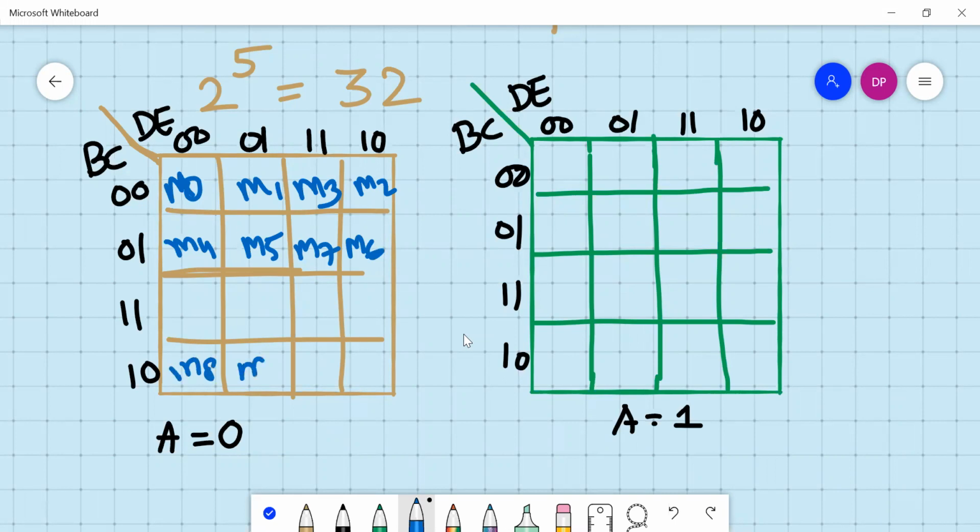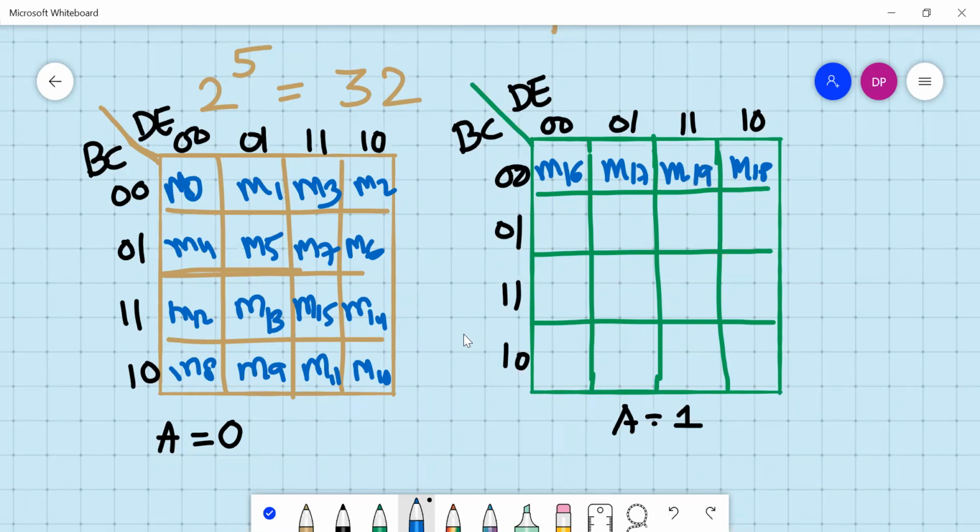Then you will have m8, m9, 11. So this is 12, this is 13, this is 14, this is 15. Similarly, here you will have 1 and all four zeros, which means m16, m17, 18. Sorry, this is 18, this is 19.